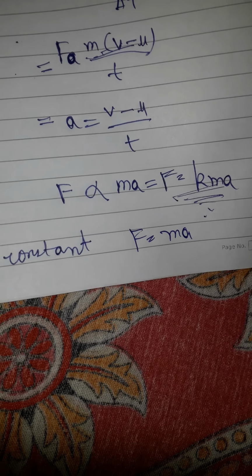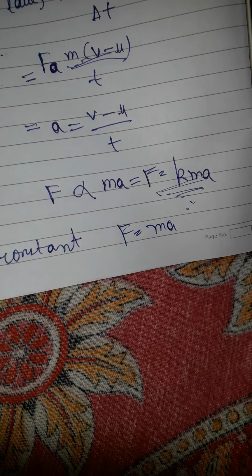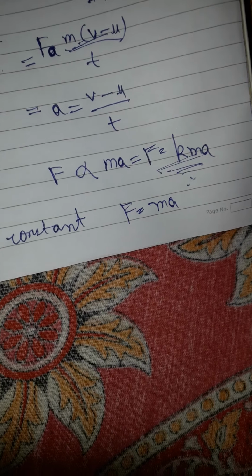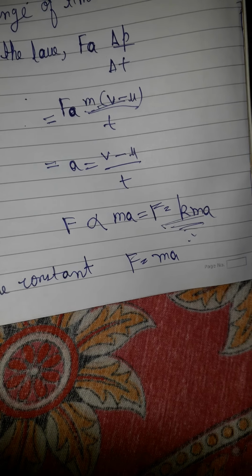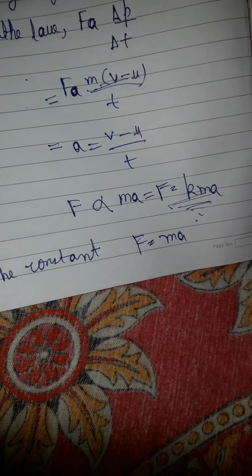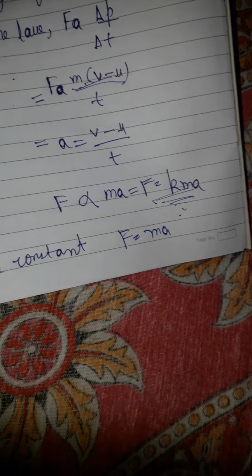Force is a vector quantity, don't get confused, but the direction is the same as the acceleration. A vector quantity has the direction as well as the magnitude. So force is a vector quantity, not a scalar quantity. A scalar quantity has only the magnitude, not the direction. Velocity is also a vector quantity.